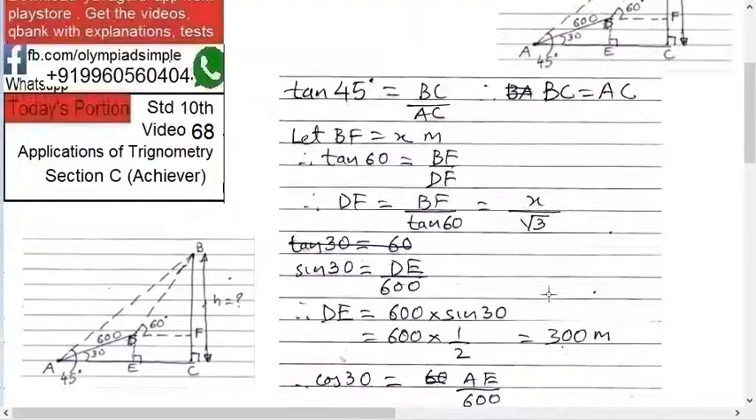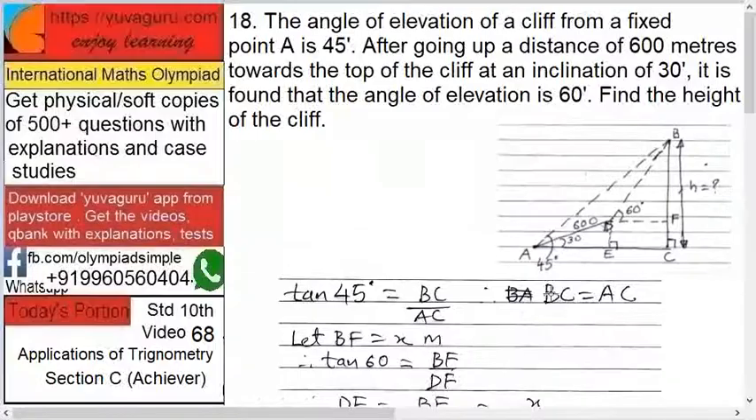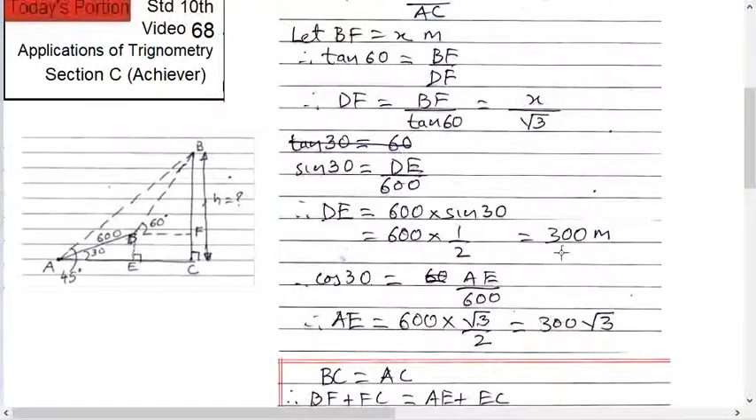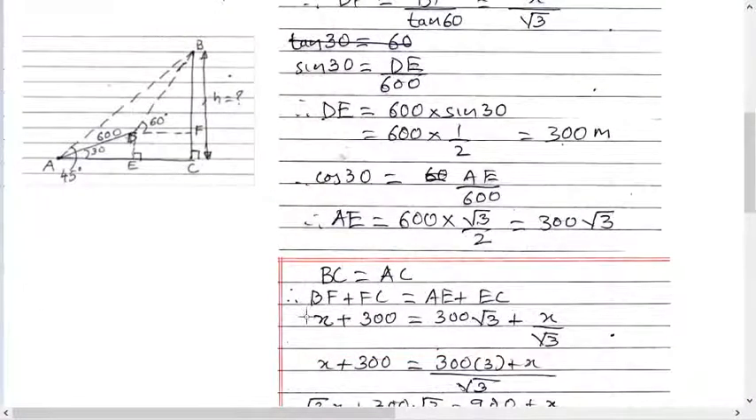Out this 300 just now above somewhere. It's given, I think so. Yeah. Now we have found out 300, right? So x plus 300 equals AE plus EC. AE is what? 300 root 3.